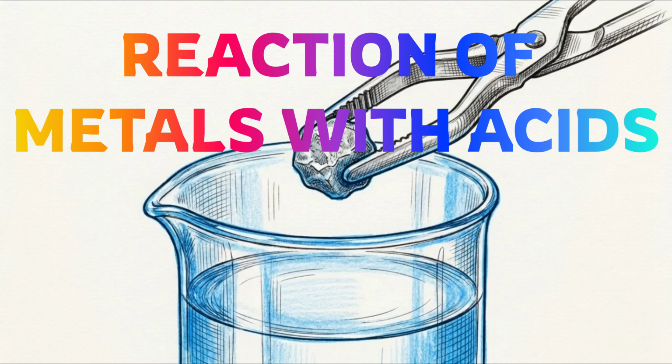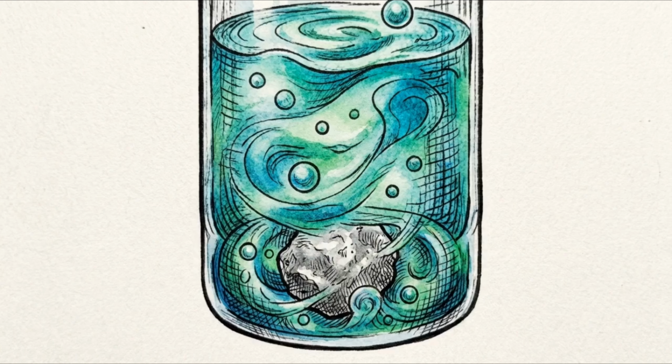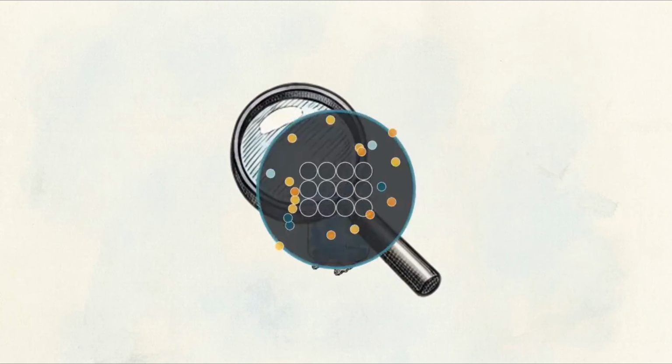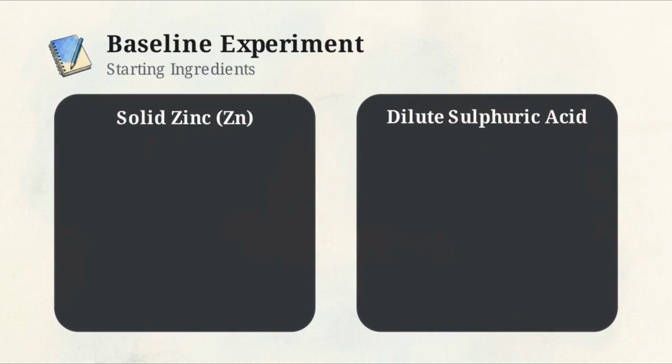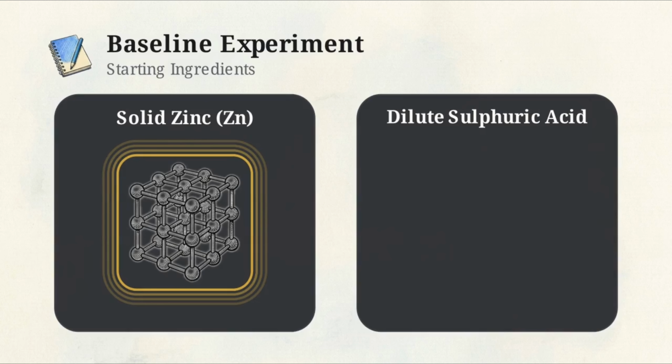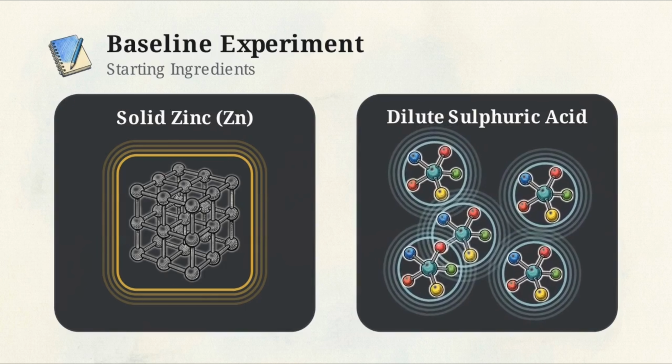Drop a piece of solid metal into a strong acid and a violent reaction kicks off immediately. But what is physically happening down at the atomic level? To find out, we are going to run a classic baseline experiment. Our starting ingredients are solid zinc granules and a solution of dilute sulfuric acid.